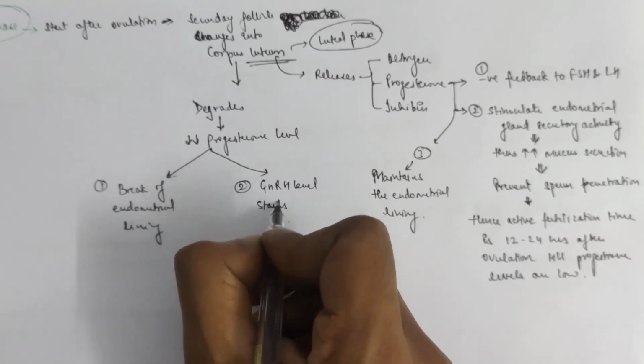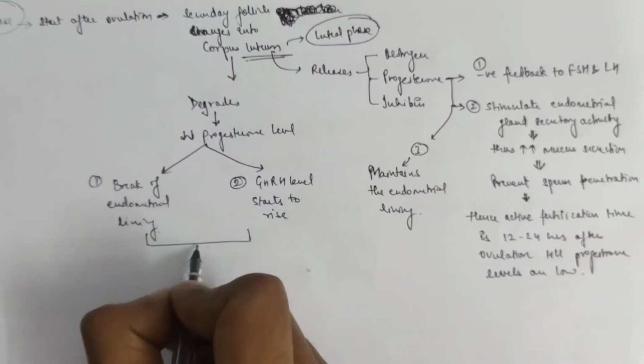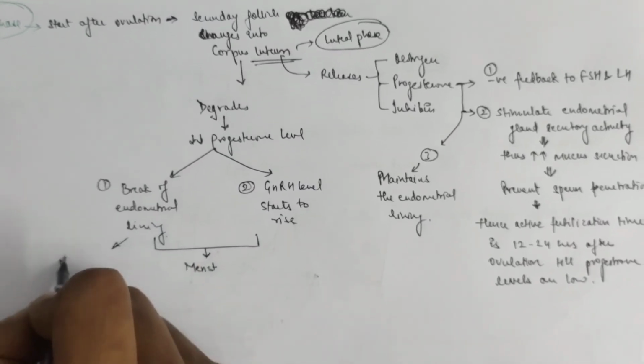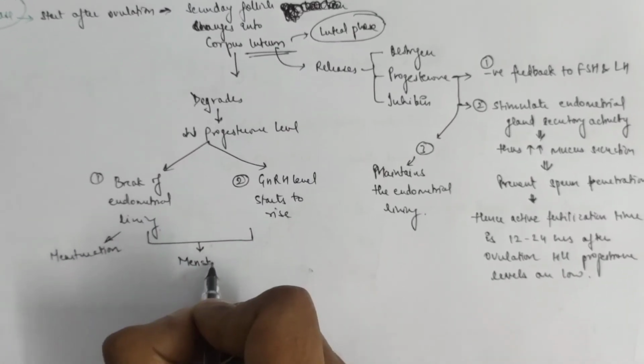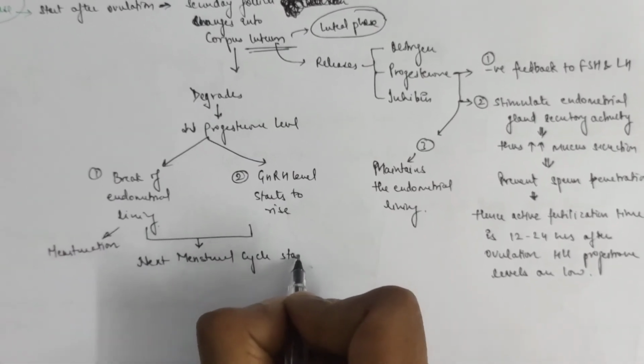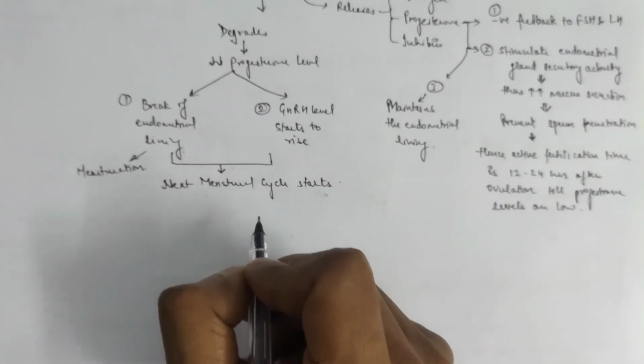The second thing is, since the progesterone is not there, there won't be any negative feedback for the FSH or LH, so by that time the GnRH level also rises, which helps in increasing the FSH and LH concentration. So this marks the next menstrual cycle.